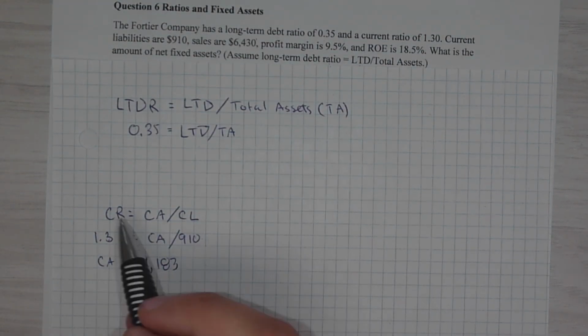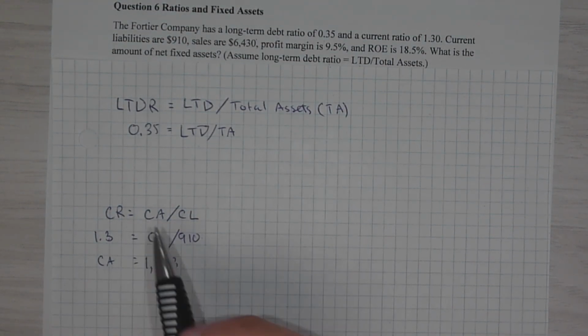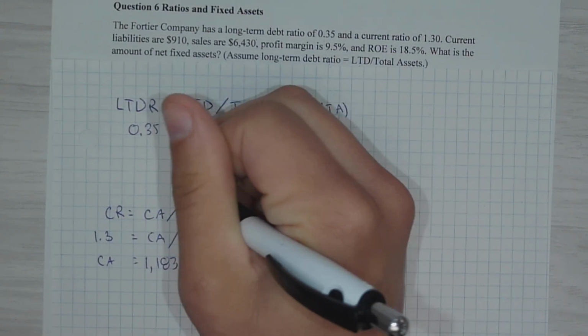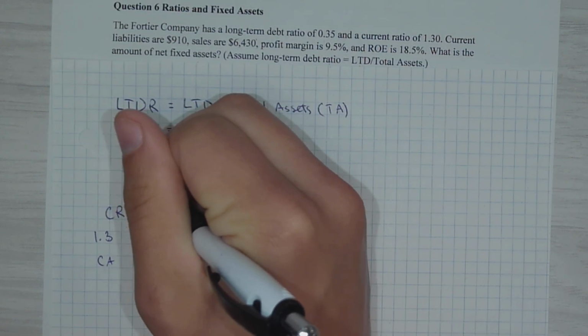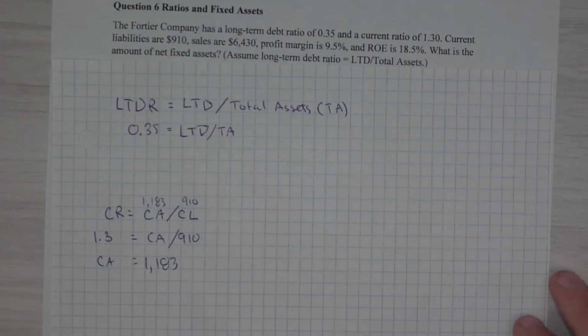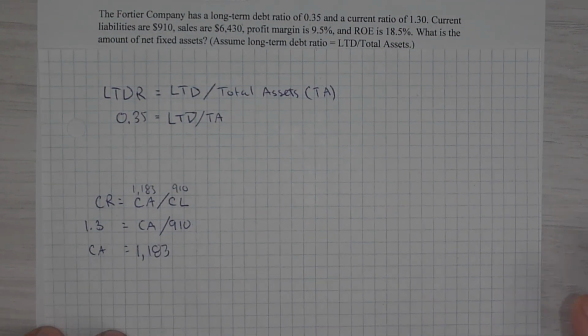So now at least we know everything in this ratio, right? We know it's 910 and 1,183. So what is our next one?